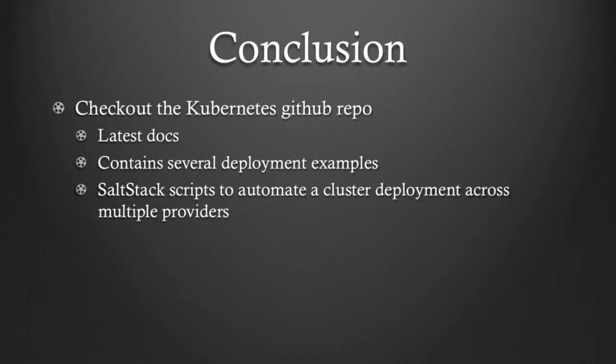So, in conclusion, a lot of possibilities here, pretty interesting. Check out Kubernetes. The documentation is evolving but good. It contains several examples, and that's where I started. You can deploy those service templates, the service manifests. There are a number of manifests available, and also SaltStack scripts are available to automate the whole thing.